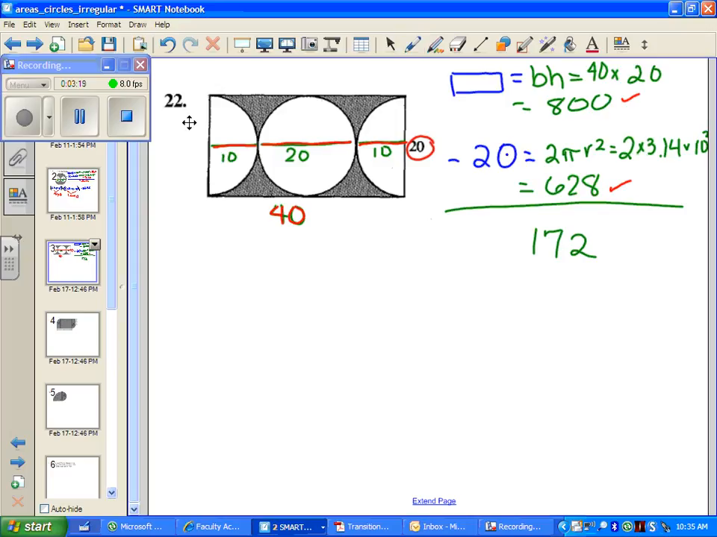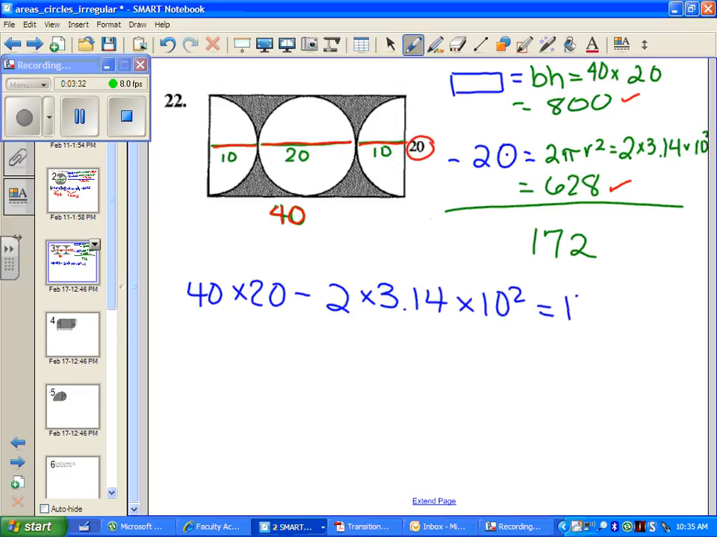We can put this straight into our calculator if we like by saying 40 times 20 minus 2 times 3.14 times 10 squared, and that would also give us 172. If we choose to do it this way, we need to be very clear what we're putting in the calculator. This is our rectangle, and this right here is our 2 circles.